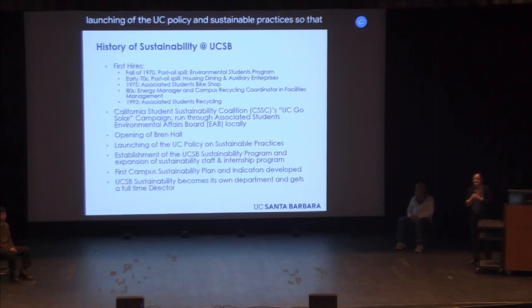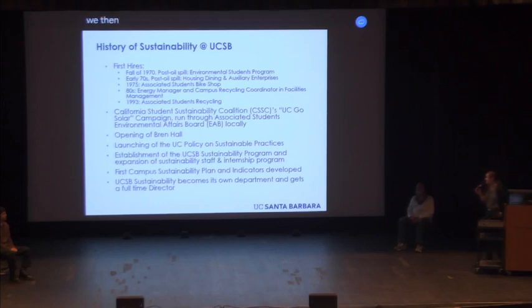So that policy was pushed forward by students and staff and faculty collectively working together. This was one of the first movements where we really saw everybody at the table collectively working on something. And over time, that policy has added more and more sections, a food section, a transportation section, a purchasing section. Most of those sections were pushed and moved forward by student leadership. We then established the UCSB Sustainability Program, not quite a department yet, that came a little later, and the expansion of sustainability staff and internships.